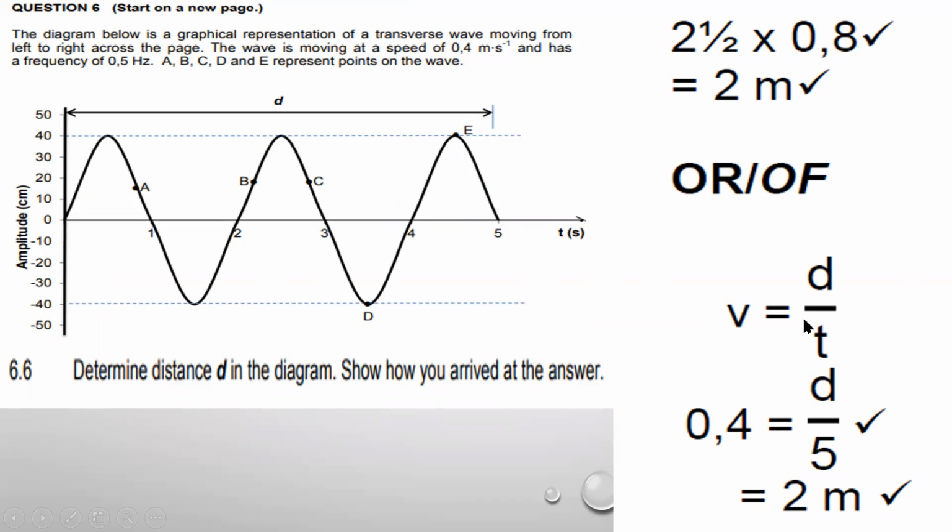Other option for this question, people: V equals distance over time for all of them. Time is 5 seconds for all the total waves. So you are getting it with the other option, with the equation of motion. All right, I think it's an easy one because wavelength is 0.8 and we have 2.5 waves, 2.5 times 0.8.